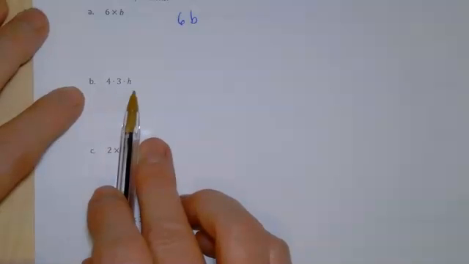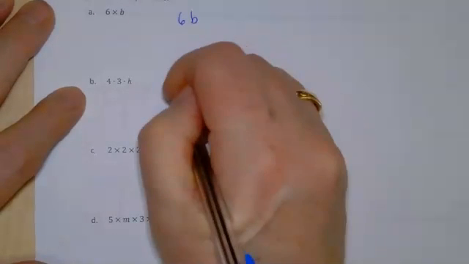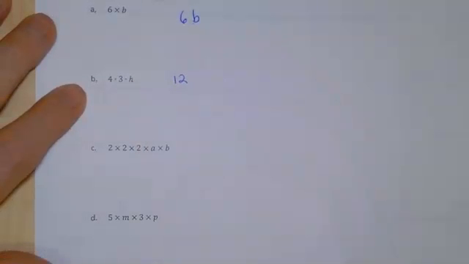Let's take a look at the second one. 4 times 3 times h. Can I combine 4 times 3 and get a number so I don't have two different numbers? 12. 4 times 3 would be 12. And the h I'm just going to put right next to it because it means 12 times h.